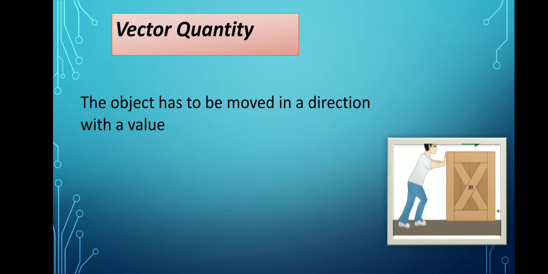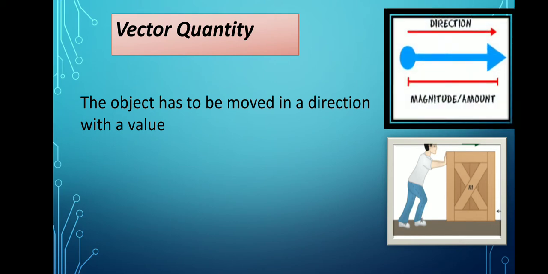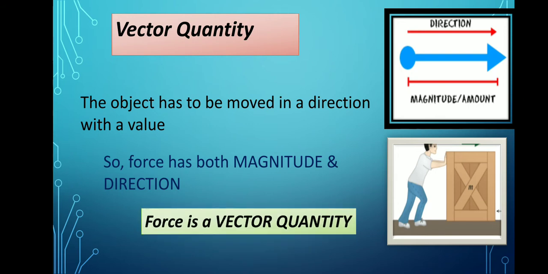The object has to be moved in a direction and it has a value also. So force has both magnitude and direction. Therefore, force is a vector quantity. In a scalar quantity, there is only magnitude, no direction. So you have to conclude force has both magnitude and direction. Now let's move to the next part.